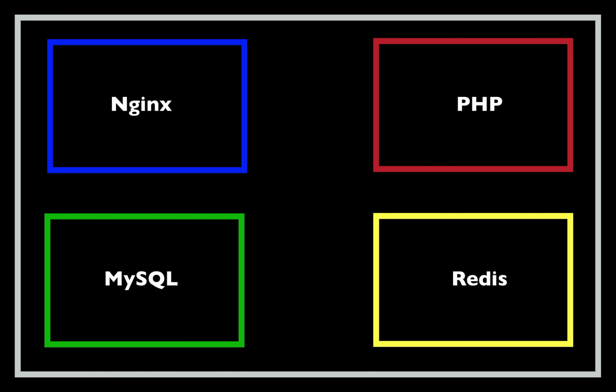These component parts will be all individual containers. Here I've swapped Apache for Nginx. That decision will be explained when we get to it, and I've added Redis, which we can use for caching and other cool Redis-y things.